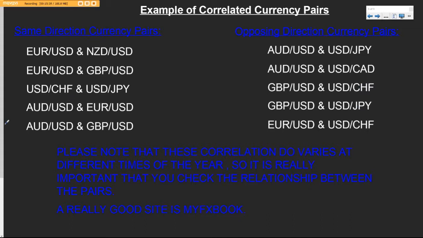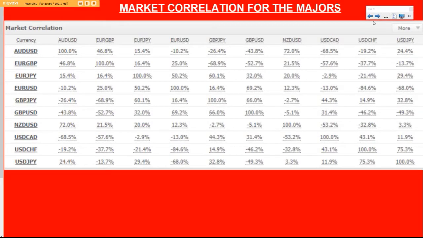Now please note that the correlation varies at different times of the year, so it's really important that you check the relationship between the pairs. Now, a really good site is MyFXBook, which I pull off some of the data you're going to see here. So what I'm going to do now is start, and say for example, I've started now.